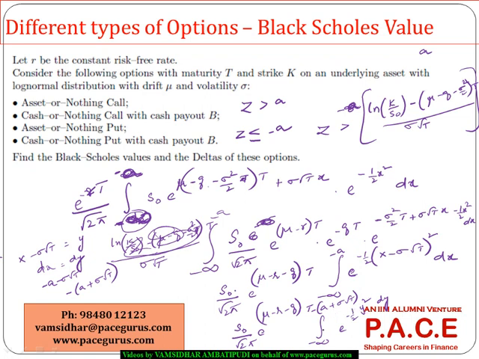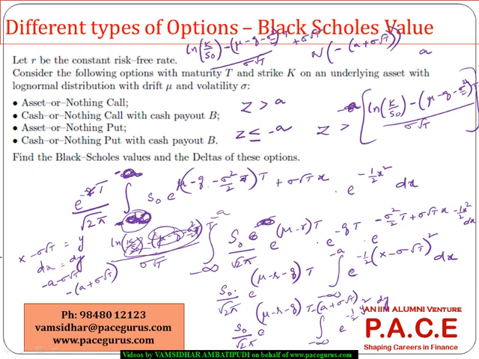So this is directly becoming N of minus a plus sigma root t. So this is becoming N of a plus sigma root t. A is coming out to be this much. So what is this? A is log k by s naught minus mu minus q minus sigma squared by 2 times t by sigma root t. This is A plus sigma root t.